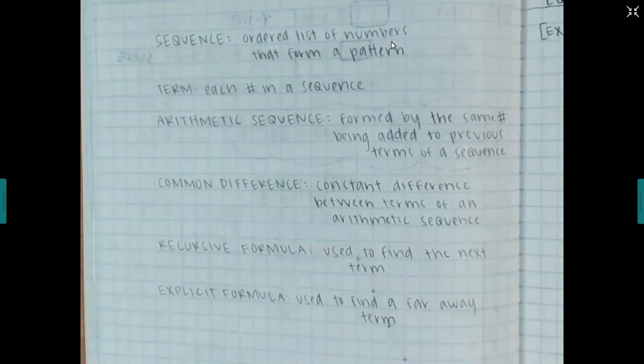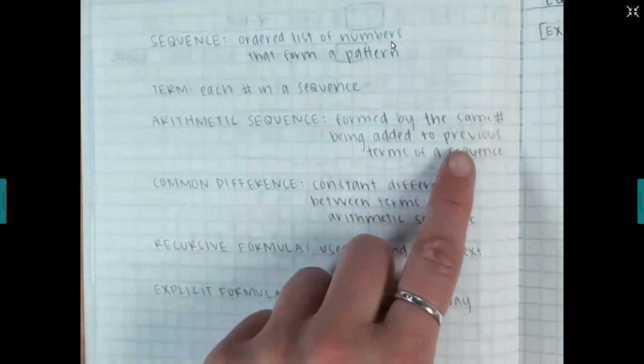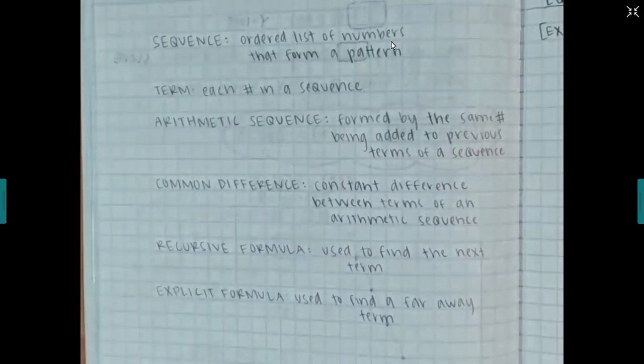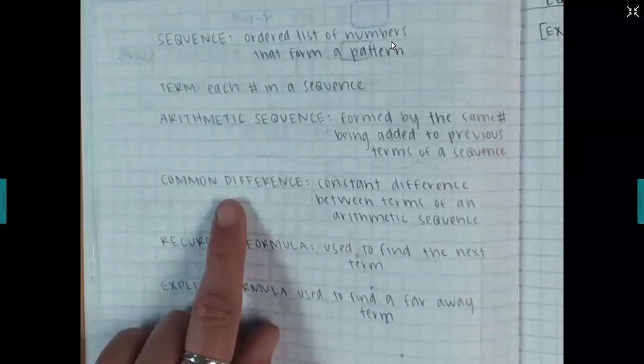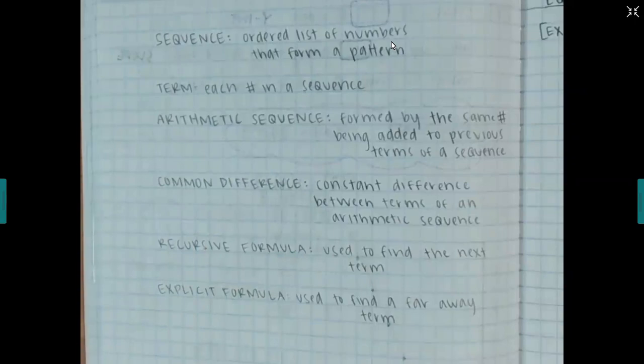Specifically, today we're going to be talking about arithmetic sequences, which means that each number in the sequence, so each term, is being found by adding that same number to get the next one. So it's formed by the same number being added to a previous term of the sequence. This thing that we're adding is what we call the common difference. So the common difference is that constant difference between the terms of an arithmetic sequence. And that is very similar to the slope of a linear function, because it's that thing that happens over and over and over again.